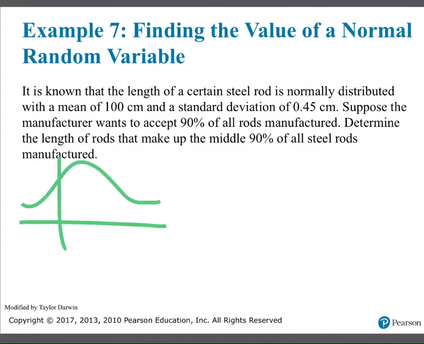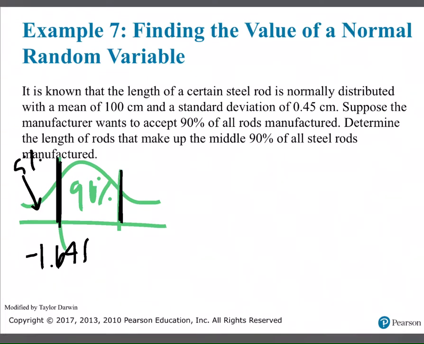So remember, we're looking at the middle 90%. And I just found a z-score, negative 1.645 here. But I need this x and this x. So the thing that's changing here is I've got two x's. And we found earlier that this is 5% and this is 5% because they're the leftovers.